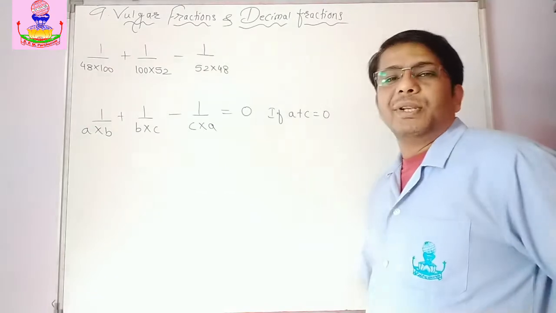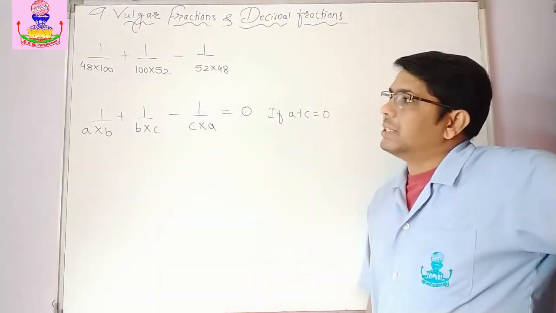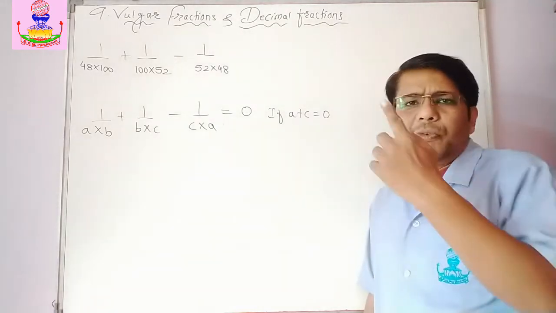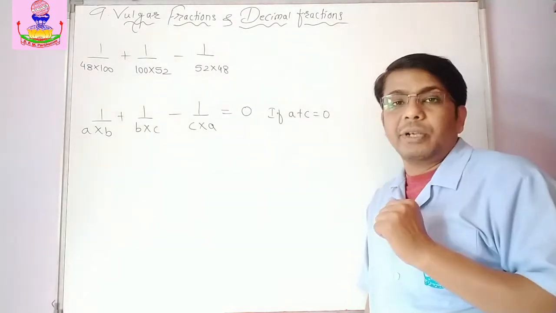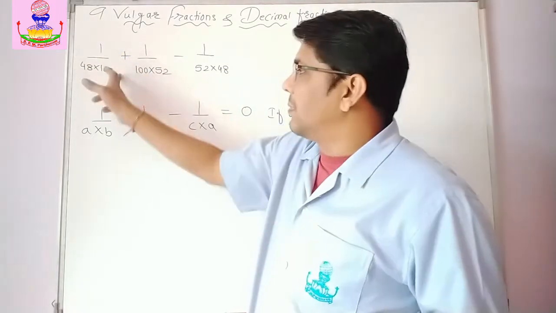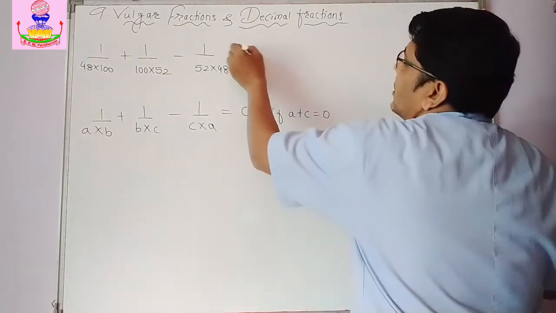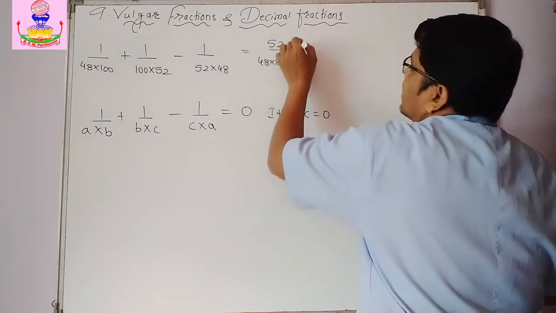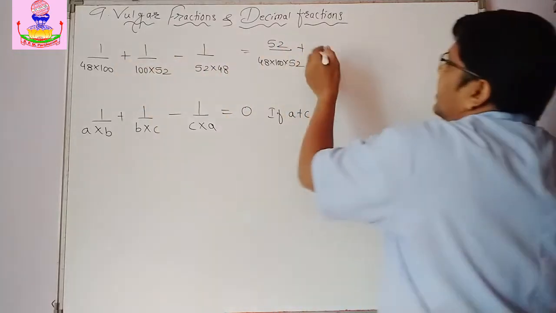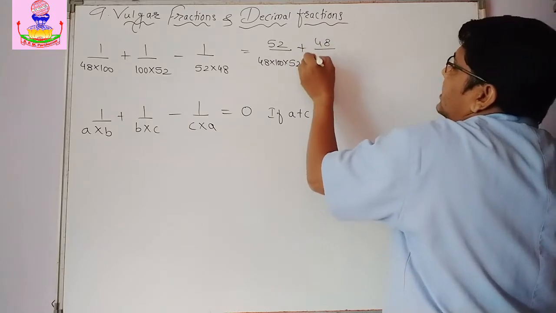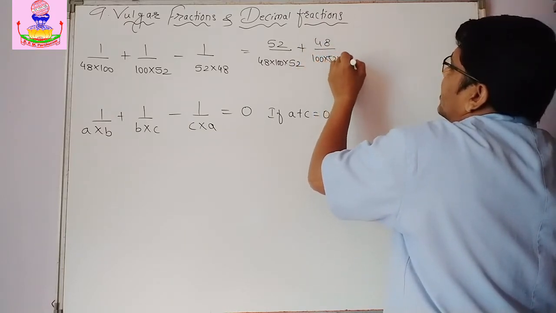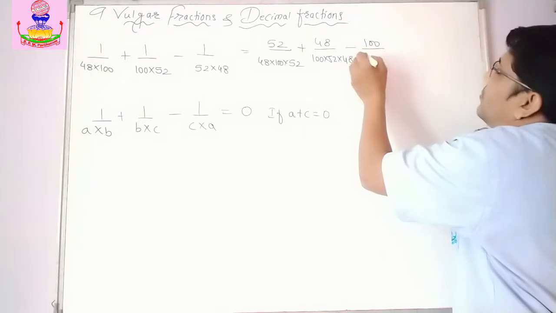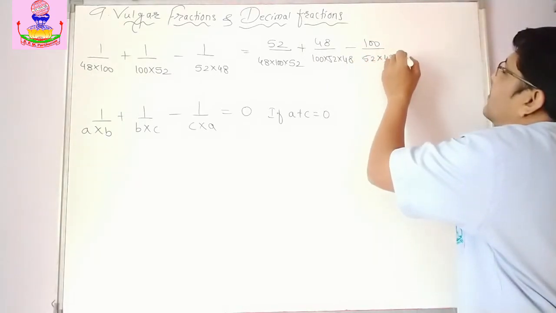Okay. Now, dear students, let's go for solving the examples. Now see this example. Again, this is one of a different type of example. 1 upon 48 into 100 plus 1 upon 100 into 52 minus 1 upon 52 into 48. So what you are supposed to do? You will go for equalization of the denominators, not digits, denominators. So here I will be multiplying by 52. Am I right? So this will become 52 upon 48 into 100 into 52. This I am going to multiply by 48. So 48 upon 100 into 52 into 48. And minus. Here what is not there? 100. So 100 upon 52 into 48 into 100.